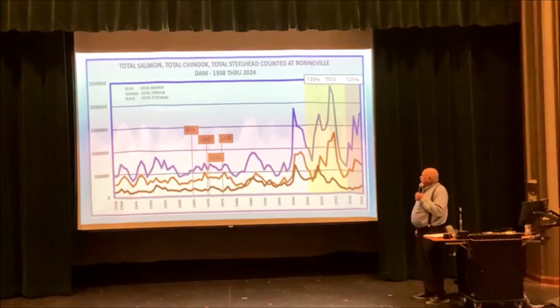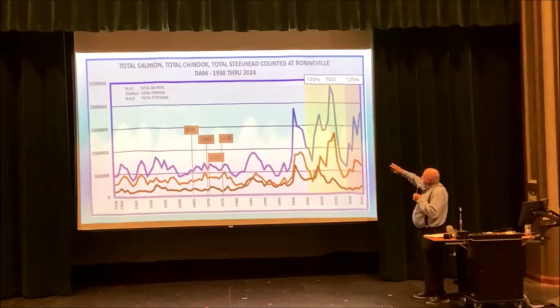Well, okay, here we are, we've seen this before. Here's what it looks like when we had 120% and when we had 125% up to 2024. Now you might misinterpret this and say, well, these are peaks of returns of adults. But like Fred clearly showed, the return of adults is 4 years after that juvenile group went down.